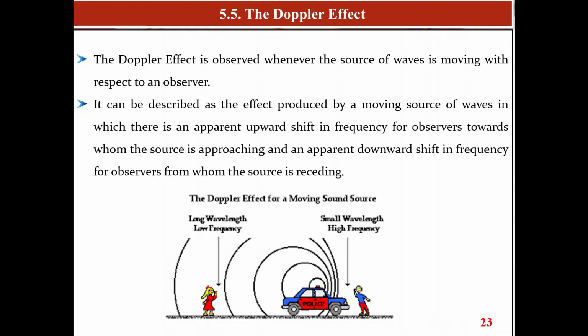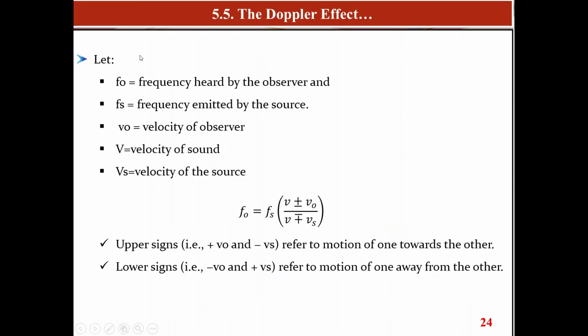There is a formula for finding the velocity value of the sound source in the right direction as well as in the left direction. Now, to get that formula, let's start from this. f sub naught is the frequency heard by the observer.